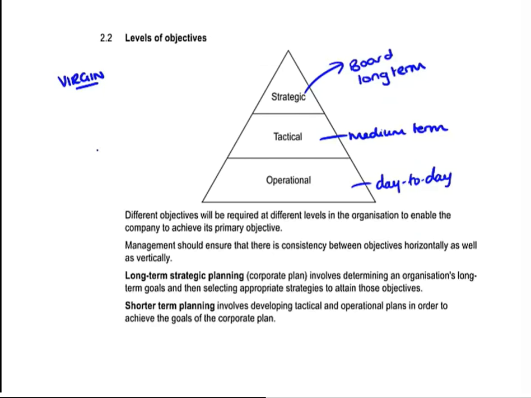What we want to ensure then is that we have got consistency both horizontally and vertically. So we want to make sure that the focus on customer service and satisfaction is the same at all of the different levels. You might sometimes as well see a split based on how far into the future the targets are being set, with strategic goals or corporate planning thinking about very long term, whereas shorter term planning takes place at tactical and operational level.